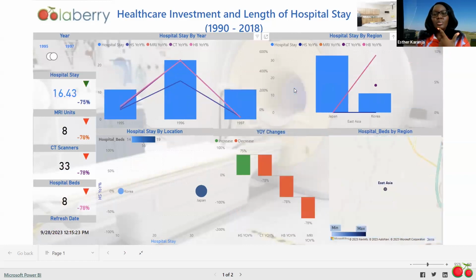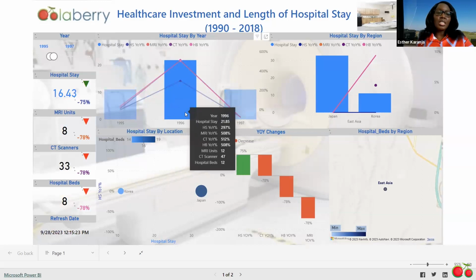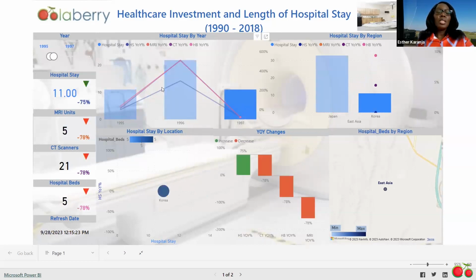Now, let's focus on a region like East Asia. So East Asia has the highest number of hospital stay. And we can see from this chart here that East Asia is following the same routine. In the year 1995, East Asia's days of hospital stay was lower, but then it increased in 1996. And after the increase, which was very high, they had to invest heavily in MRI units, CT scanners, and hospital beds. And we can see that having an impact the following year because the number of days spent at the hospital went down by a big number.